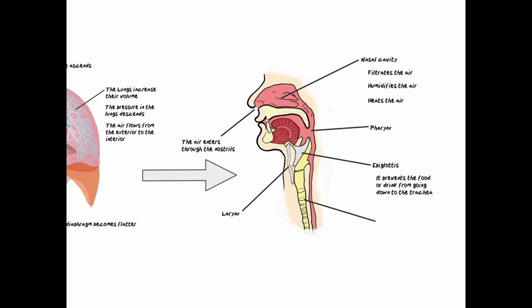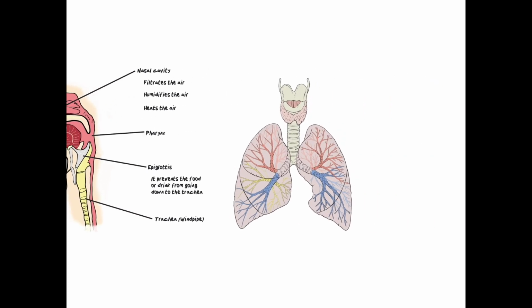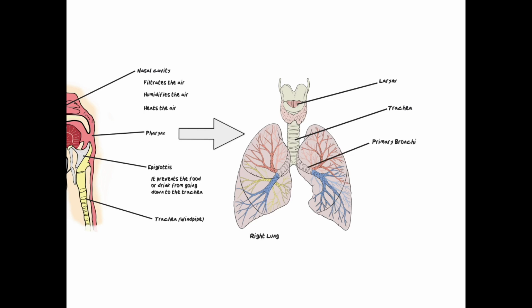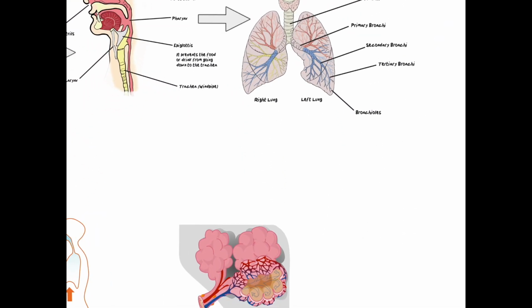The trachea, also called the windpipe, connects the larynx to the primary bronchi. The primary bronchi connect the trachea to the lungs. The right primary bronchus enters the right lung and the left primary bronchus enters the left lung. The primary bronchi divide into secondary bronchi. The secondary bronchi divide into tertiary bronchi, and the tertiary bronchi divide into bronchioles.